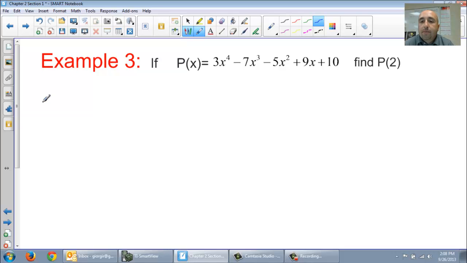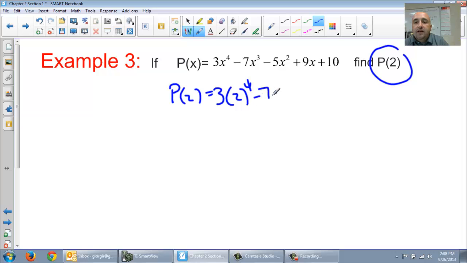It says, if p of x is equal to 3x to the 4th minus 7x to the 3rd minus 5x squared plus 9x plus 10, what does it equal? Okay, and it wants to know what p of 2 is. So we're going to take p, and we're going to plug 2 into our equation everywhere you see an x. So 3 times 2 to the 4th minus 7 times 2 to the 3rd minus 5 times 2 squared plus 9 times 2 plus 10. And we're going to solve all this work.